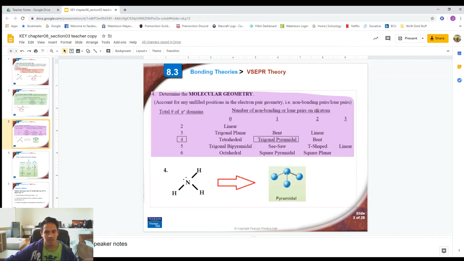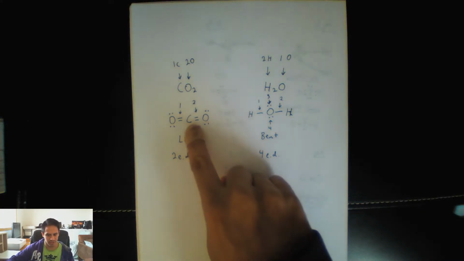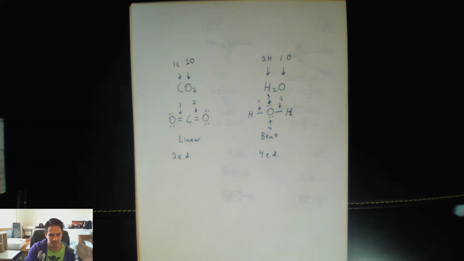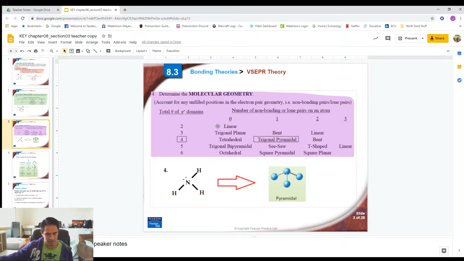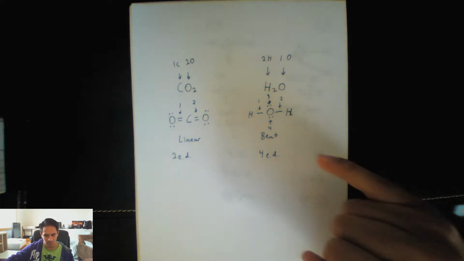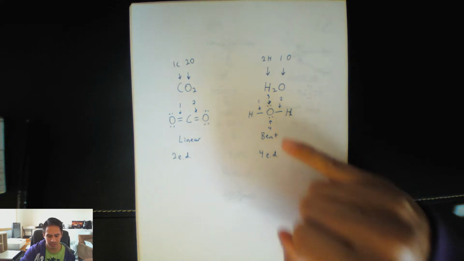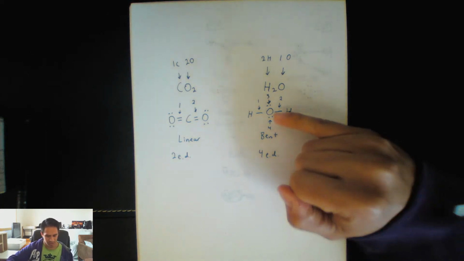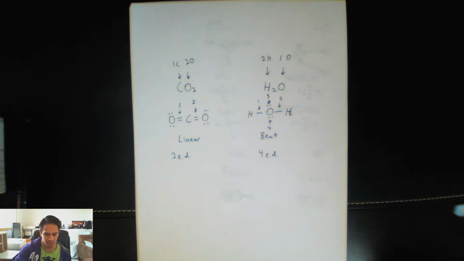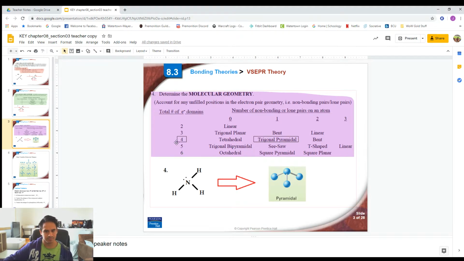How many non-bonding or lone pairs are on the central atom? Looking back at our picture, we have 0 lone pairs on the central carbon. So using this chart, we have 2 electron domains, 0 lone pairs. That gives us a linear molecule. Whereas for water, H2O, we had 4 electron domains. And looking at the oxygen, there are 2 lone pairs on the central atom. So we have 4 electron domains, 2 lone pairs. That gives us a bent shape.